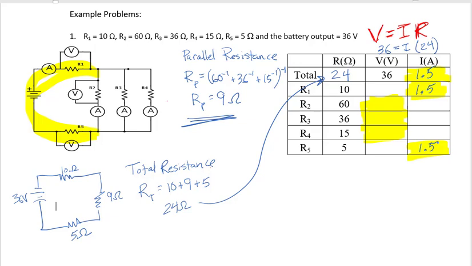And then this opens up a little bit more that we can do, because now if we look at the second line of our table here, we have two of the values. So we can use Ohm's law to figure out the third value. We know V equals IR, so that's going to be equal to 1.5 times 10, which gives us 15.